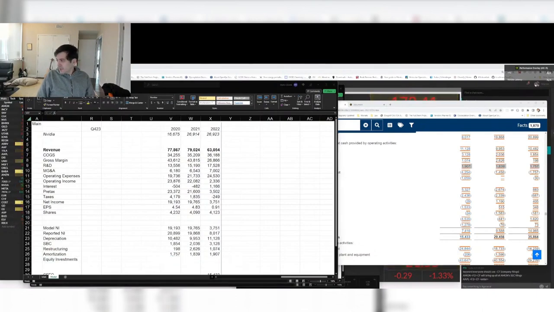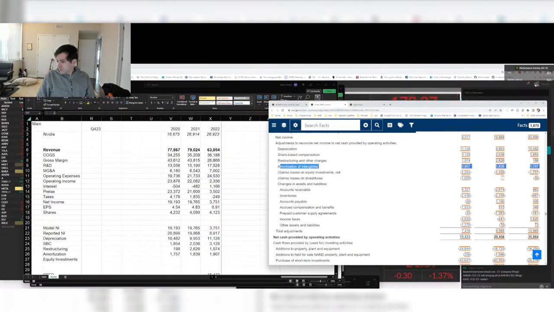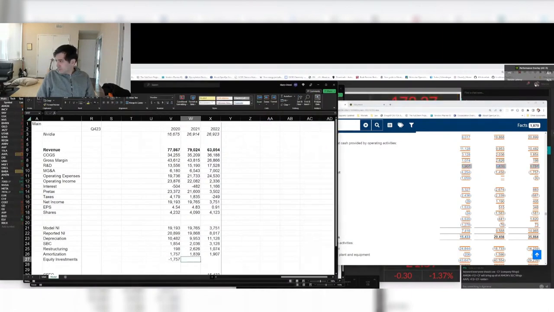Amortization is like depreciation, just for intangible items. Alright, divestitures.